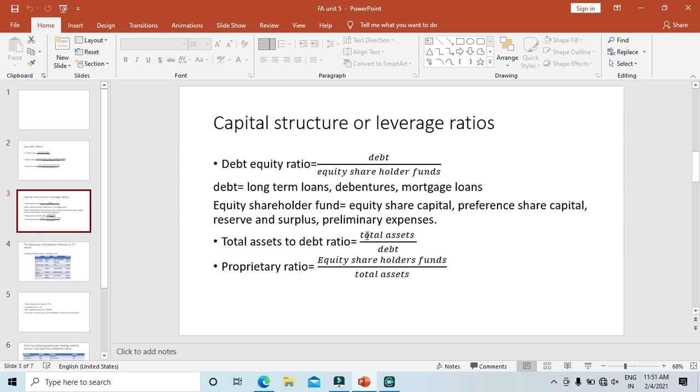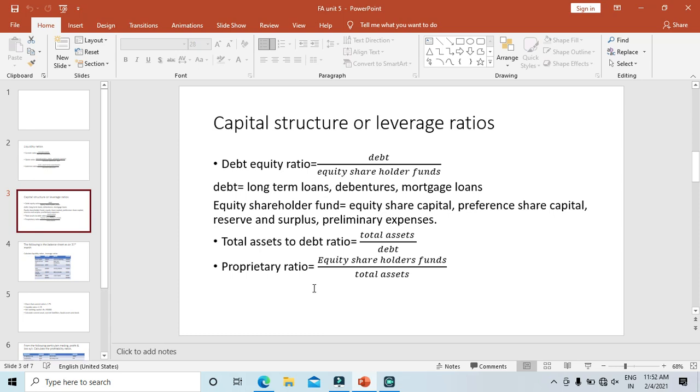Next is total assets to debt ratio, total assets divided by debt, okay. Debt includes again long-term loans, debentures, mortgages. Total assets, if any assets have been given, you need to total them and take in the numerator. Next is proprietary ratio. To remember this, the denominator of this and the numerator of this will become the formula of the next one: equity shareholders' funds divided by total assets. You need to take all of them divided by total assets.